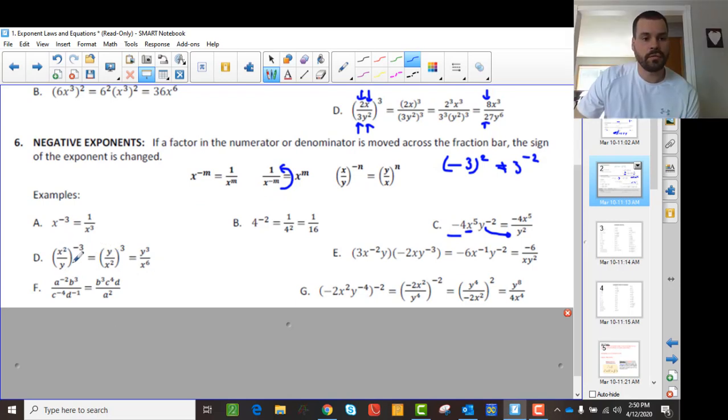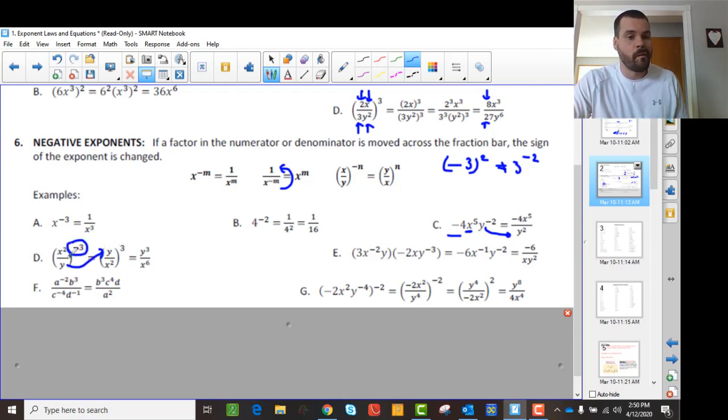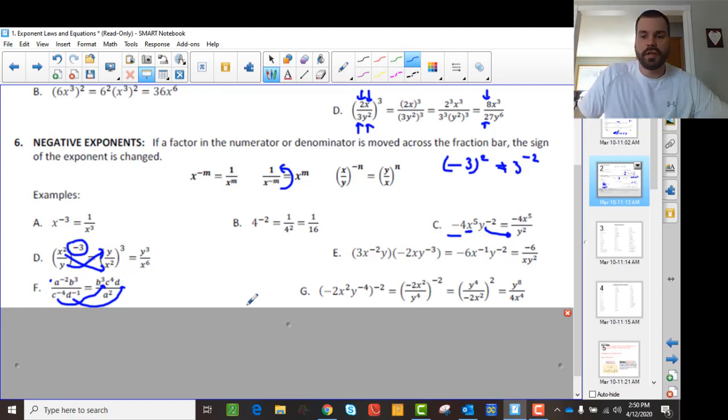So if you look here, same idea. This one, though, the negative exponent's on the outside, so both things flip. So the y comes up, and the x squared goes down. All right, if you look at this one, the a is negative, so it goes at the bottom. The c is negative, so it flips up to the top, you'll notice. And the d is negative, so it flips up to the top. Okay, so that's the idea. There's other examples there, but that's the idea with the negative exponents.